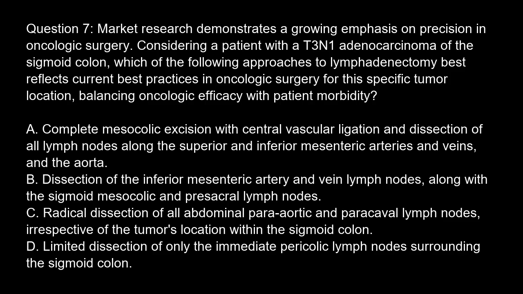Option A. Complete mesenteric excision with central vascular ligation and dissection of all lymph nodes along the superior and inferior mesenteric arteries and veins, and the aorta. Option B. Dissection of the inferior mesenteric artery and vein lymph nodes, along with the sigmoid mesenteric and presacral lymph nodes. Option C. Radical dissection of all abdominal, para-aortic, and paracaval lymph nodes, irrespective of the tumor's location within the sigmoid colon. Option D. Limited dissection of only the immediate pericolic lymph nodes surrounding the sigmoid colon.